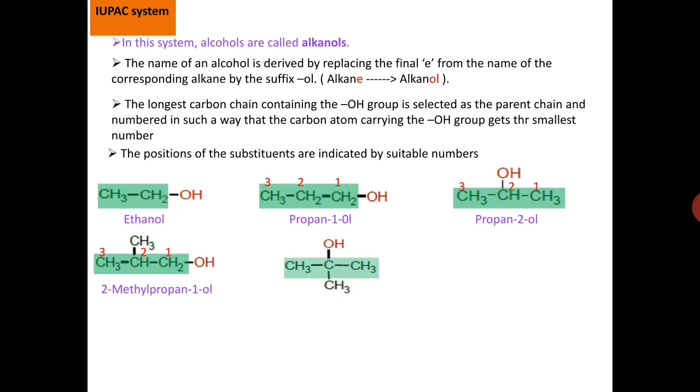therefore we have to select the longest carbon chain, then number that chain from the end nearer to the OH group: 1, 2, 3. At the 2 position there is an OH group, and at the 2 position there is a methyl, therefore the name is 2-methylpropan-2-ol.